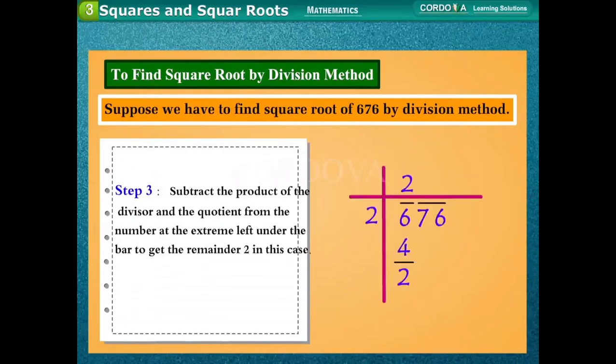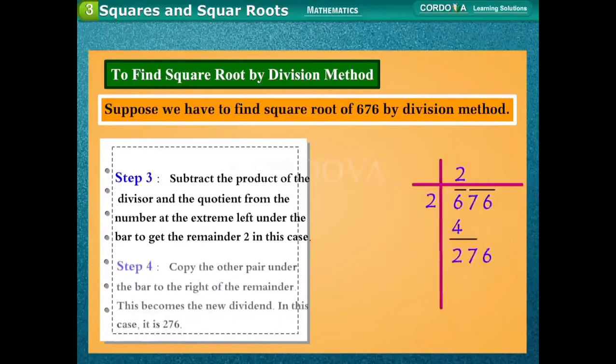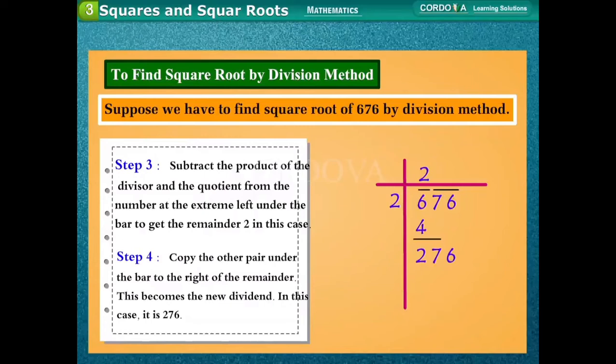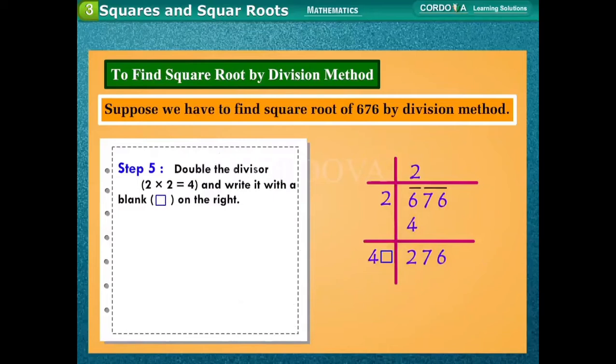Step 3. Subtract the product of the divisor and the quotient from the number at the extreme left under the bar to get the remainder, 2 in this case. Step 4. Copy the other pair under the bar to the right of the remainder. This becomes the new dividend. In this case, it is 276. Step 5. Double the divisor. 2 into 2 is equal to 4, and write it with a blank on the right.